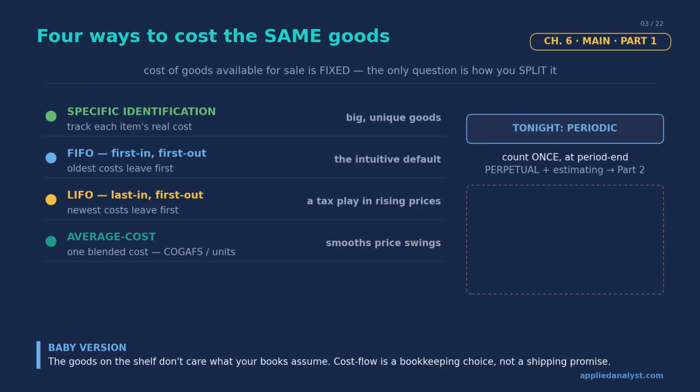Now here's the unlock, where almost everyone trips, so slow down with me. This is what the pause button is for. A cost flow assumption does not have to match how the goods physically move. You already live this every week.